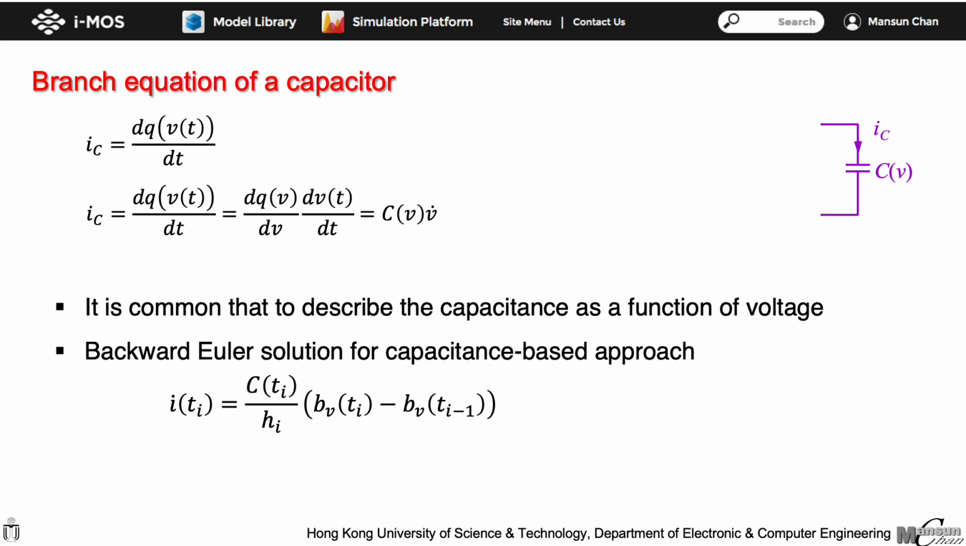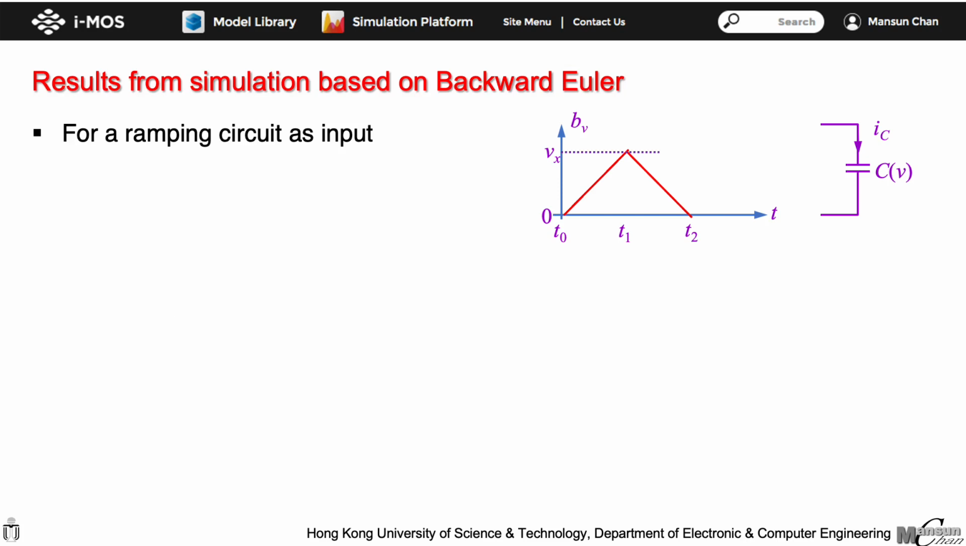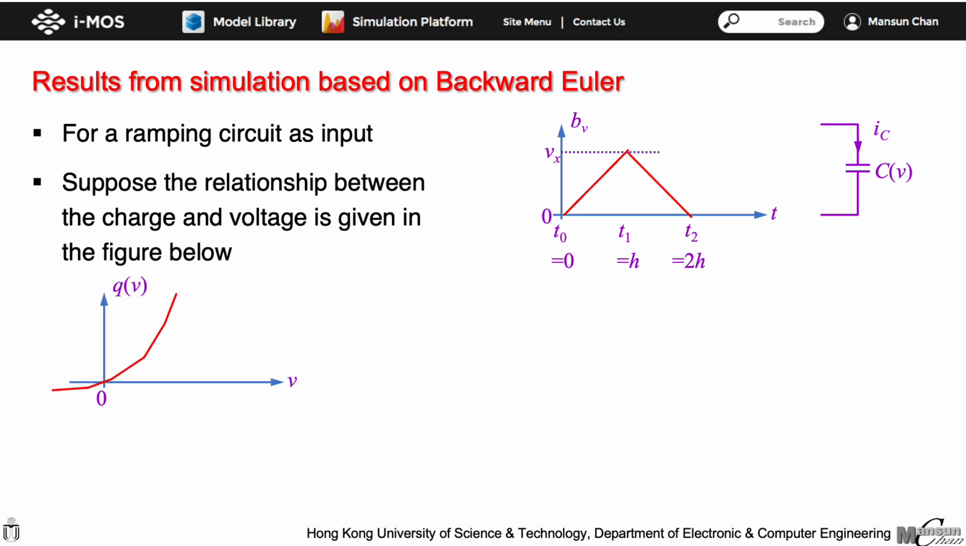Let's look at what is the problem in such an implementation. Assume a ramp up and ramp down voltage as shown in this figure is applied to the capacitor as an input. Also assume that the time interval is the same and equal to h. We can relabel the time in terms of h as given here. It is also given that the nonlinear relationship between the charge and voltage is shown in the figure below.